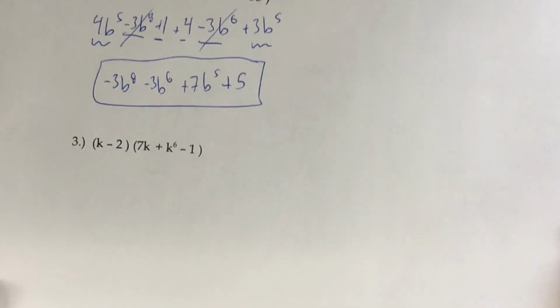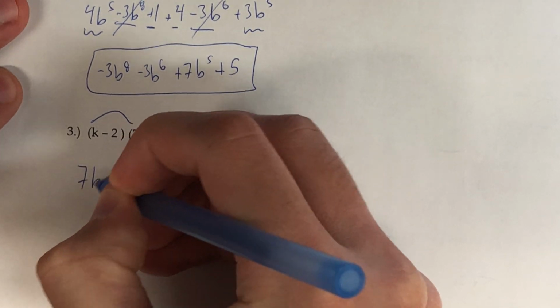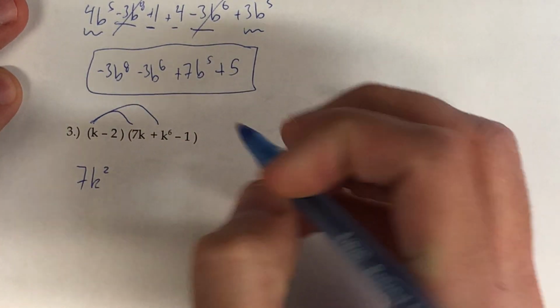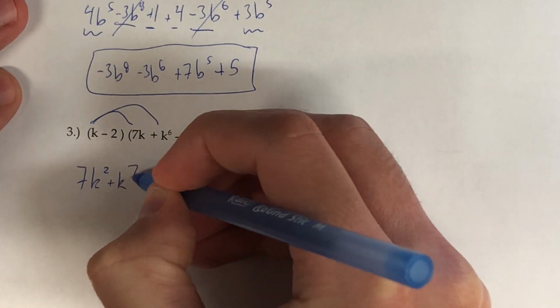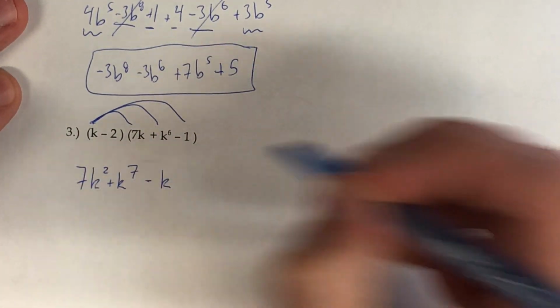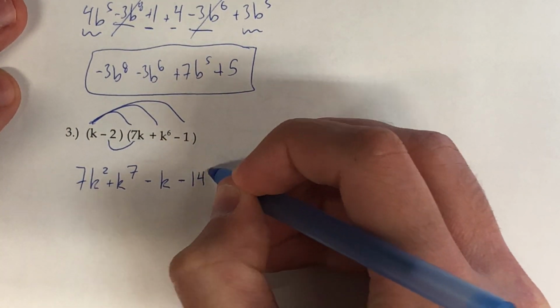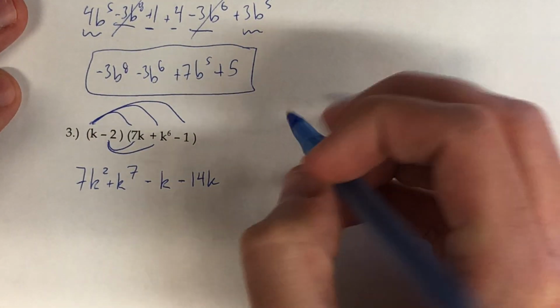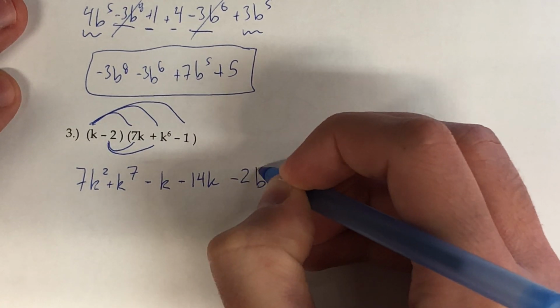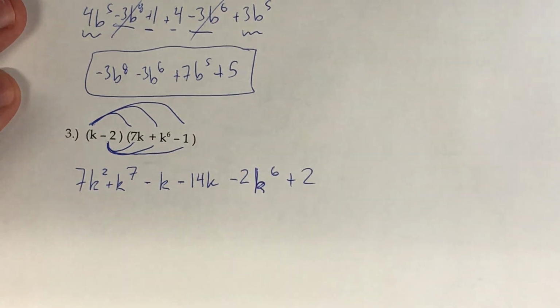And then we finished with what we've been doing, finished with that multiplication. K times 7k is 7k squared. K times k to the third is k to the 7th. K times negative 1 is negative 1k, or just negative k. Negative 2 times 7k is negative 14k. Negative 2 times k to the 6th is negative 2k to the 6th. And negative 2 times negative 1 is positive 2.